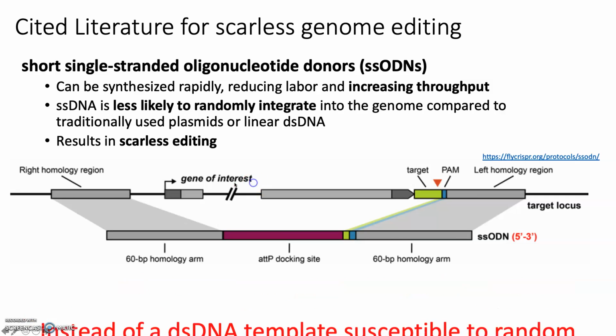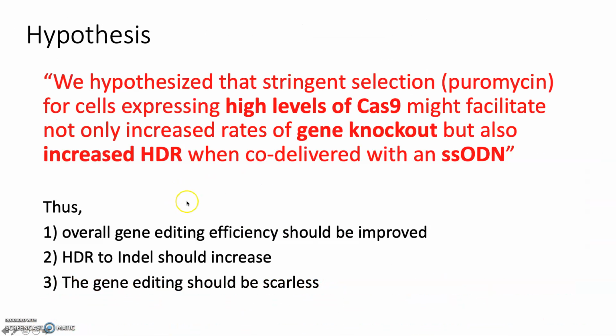So what is the main hypothesis after going through extensive review for all these different potential solutions to these problems? The main hypothesis of this paper is that a stringent selection, i.e., using puromycin selection, for cells expressing high levels of Cas9 will both increase rates of gene knockout and also increase rates of HDR when delivered with a short single-stranded DNA donor.